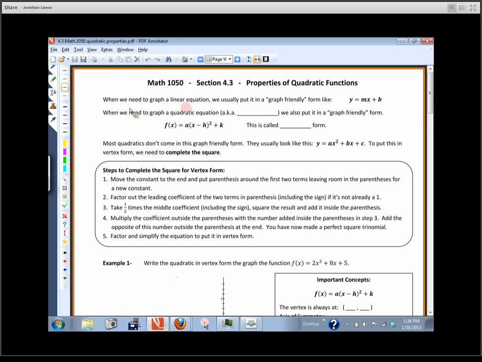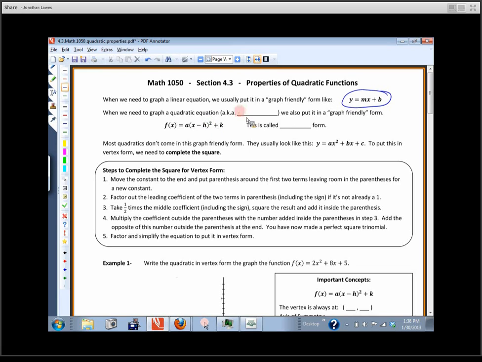This says if we need to graph a linear equation, we normally put it into this form right here. So this is slope-intercept form, and it's a really graph-friendly form because you can look at it and say, oh, it crosses at this point on the y-axis. It has this slope, and then you can just do up and over, down and over, whatever it happens to be, and you've got your line.